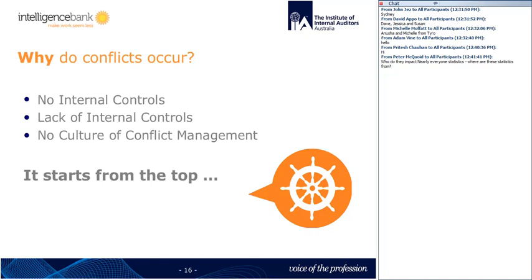The reason why this happens is that there is a lack of internal controls, or there's no culture of conflict management. At the end of the day, it starts from the top, and it's really the impetus of the organization and senior management and the board to ensure that there is a robust conflict of interest, not just a policy, but also a system and a practice for people to use it.